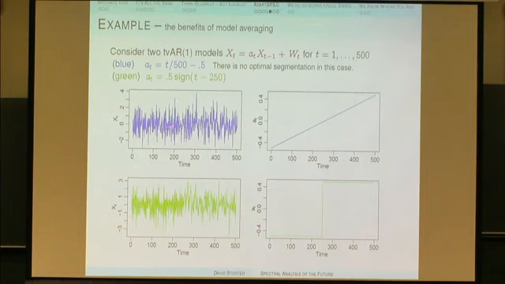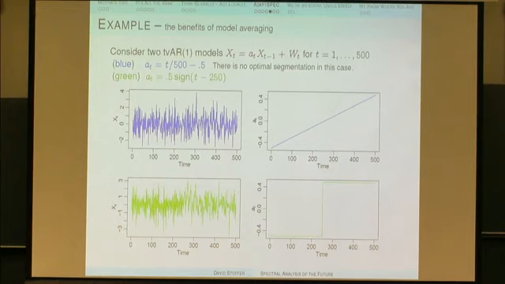So here's an example that sort of demonstrates what's going on, and how you can, if the model's not true, see the benefits of model averaging, of averaging over models. It helps you out quite a bit. So here's a time-varying AR1, and in the blue case, it's not the model. It's changing at every point. This is the coefficient, going from -0.5 to 0.5, changing very slowly. That's not the model. The green one is the model, where at 250 it changes from -0.5 to 0.5.